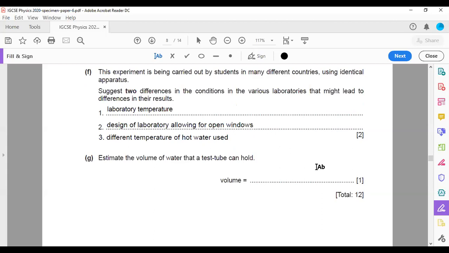All right. They said in G, estimate the volume of water that a test tube can hold. A test tube could hold an average of about 50 cm cubed. All right, that was 50 cm cubed of water they could hold in a standard test tube. Alright, everybody okay with question 2 so far?